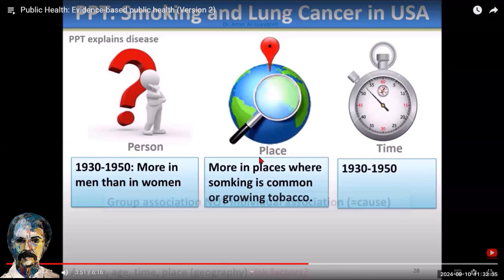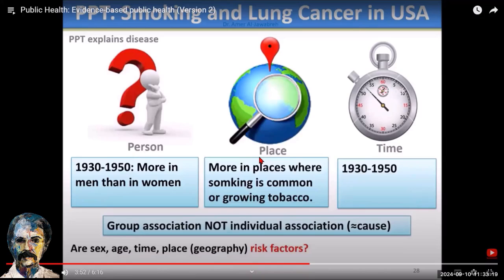Okay. Place. In places where they grow lots of tobacco, there are more smokers, therefore more lung cancer. In Afghanistan, they grow lots of opium, so the rate of drug addicts or drug abusers is very high. Previously, not now maybe. Yeah, in the Taliban era, maybe less. And time, 1930 to 1950, these all occurred.